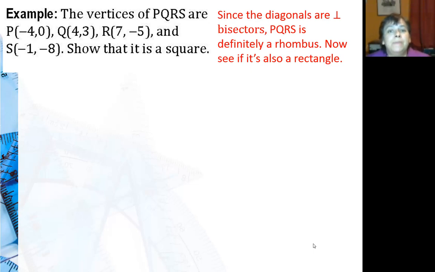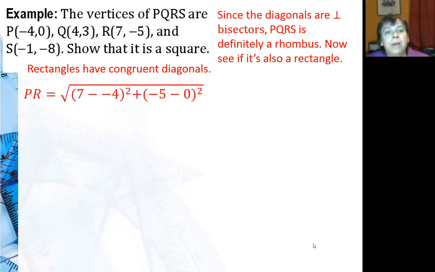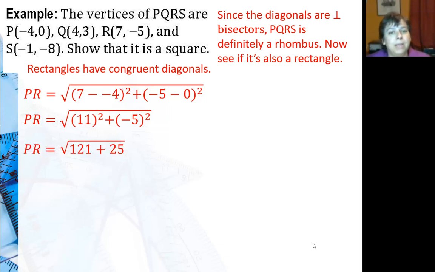Now I'm going to check and see if it's a rectangle. How would I know? Well, rectangles have congruent diagonals. So I can just find the length of PR, and it's 7 minus -4 squared plus -5 minus 0 squared, which ends up being 11 squared plus -5 squared. 121 plus 25. Don't forget that a negative squared is positive. And I get square root of 146. I don't really need a decimal. This is good enough for me to compare.